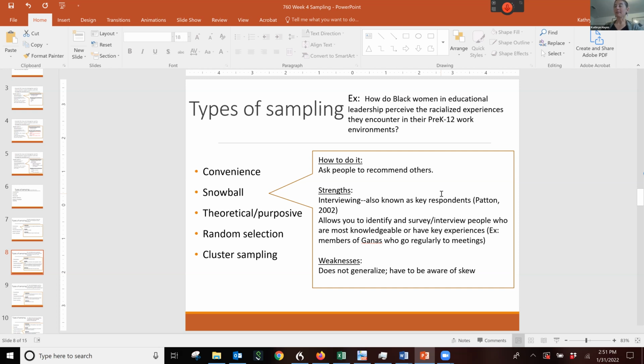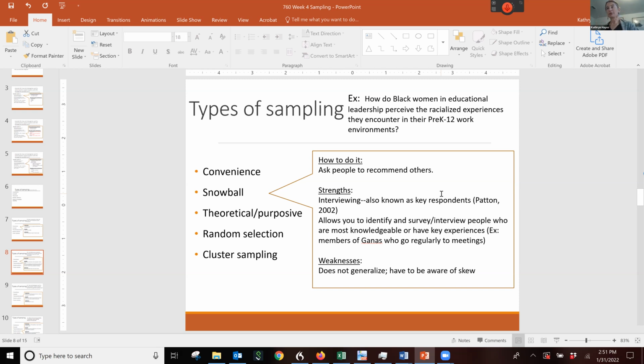So in this case, maybe you know 3 or 4 Black women educational leaders, and you think that their perspectives would be very helpful. And then you ask them to recommend more. So you're expanding your sample beyond just who you know to be a little bit more broad. This could be known as key respondents. And I have a citation there for you, right? Like sometimes you want to interview the people who have the most critical perspective, who have been aware of racialized experiences. If that's the case, a snowball sample might work well, right?